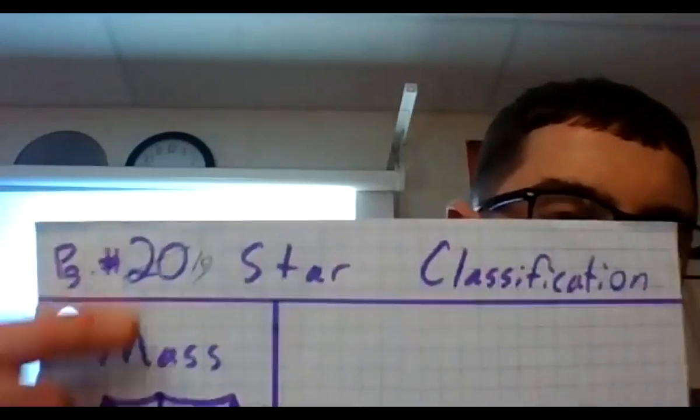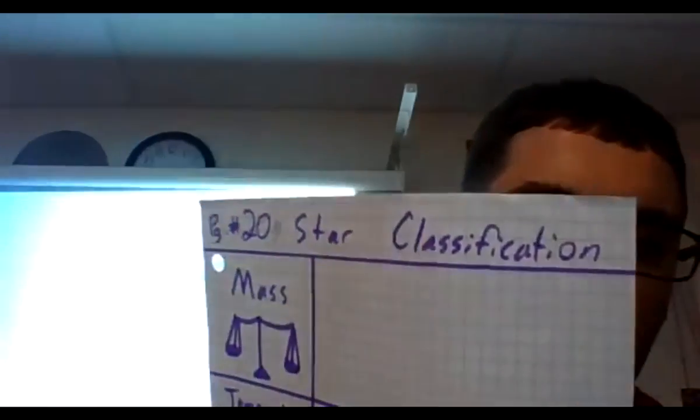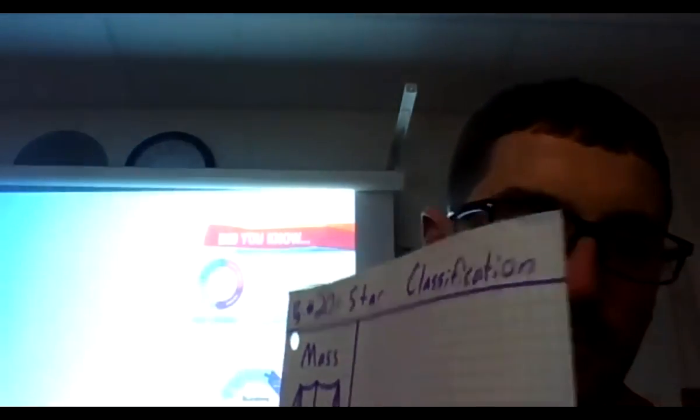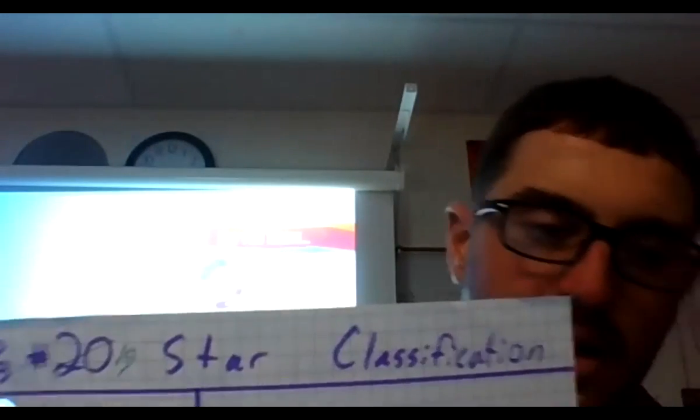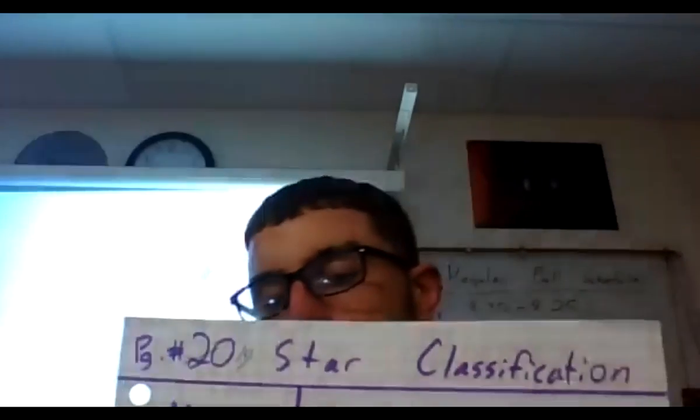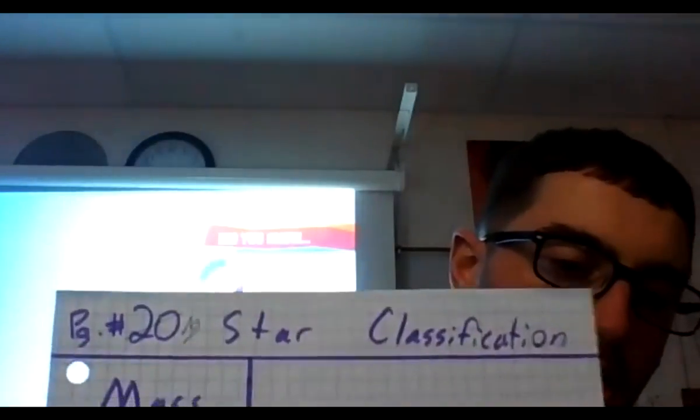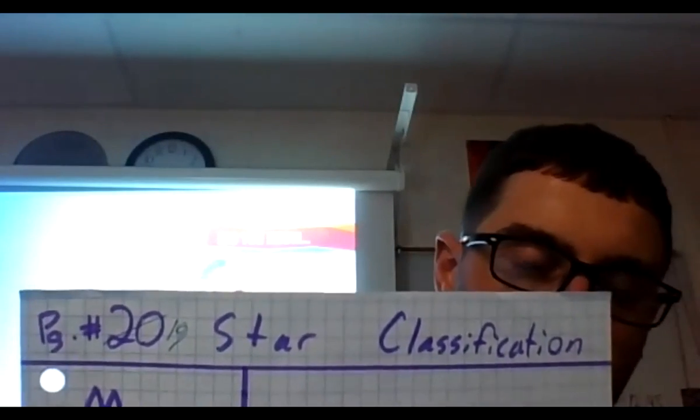Okay, you're going to title page 19 star classification. So ignore the 90, ignore the 20 there. We're going to title this star classification. Again, page 20, star classification.